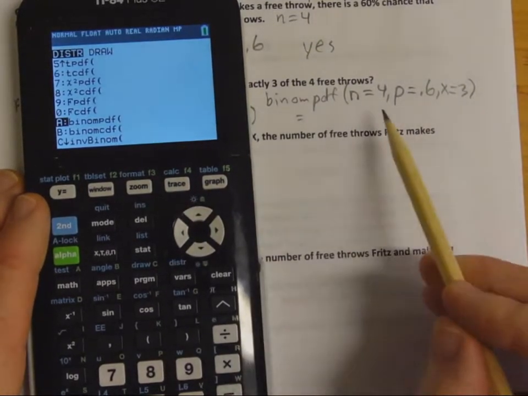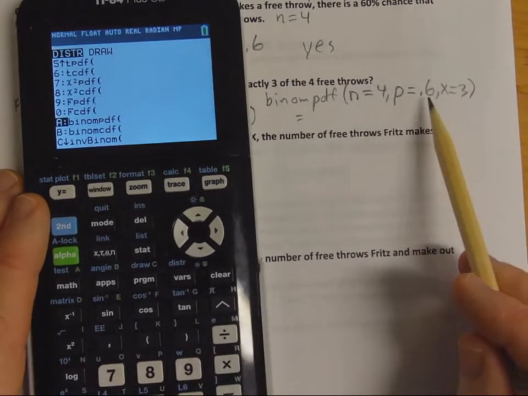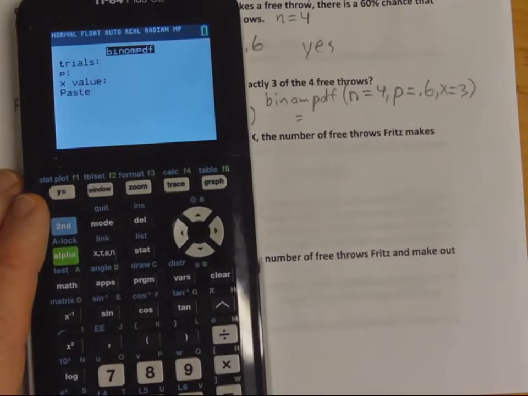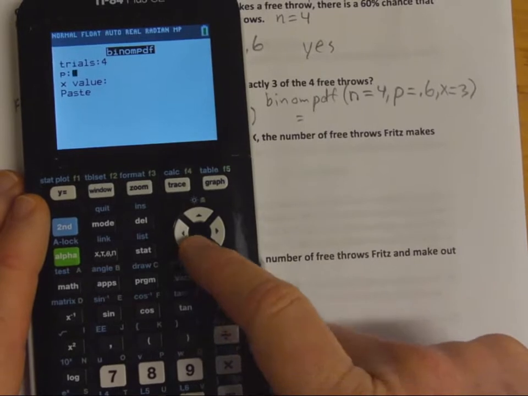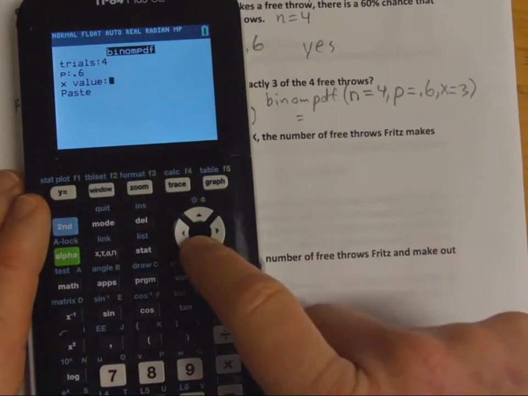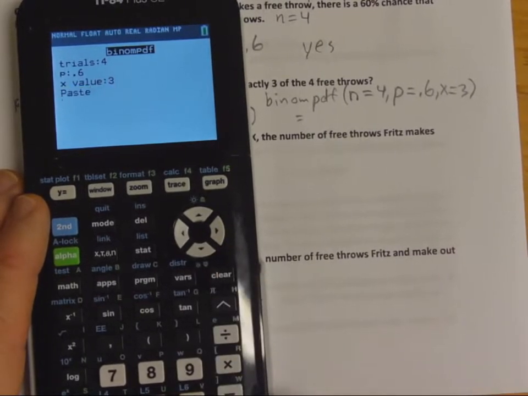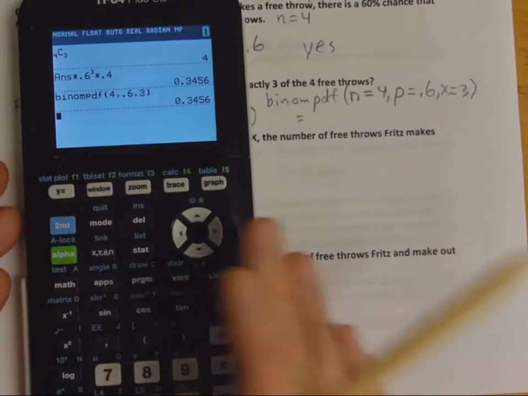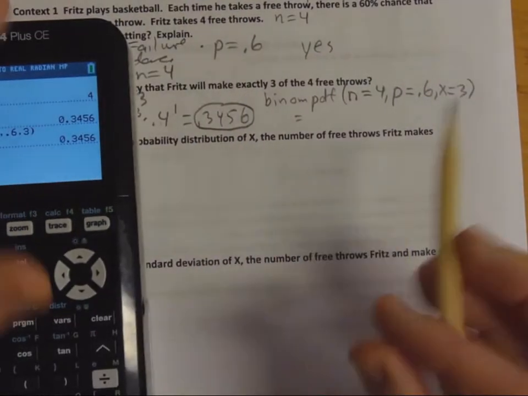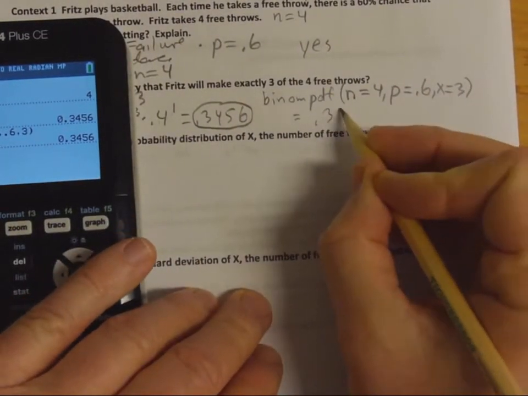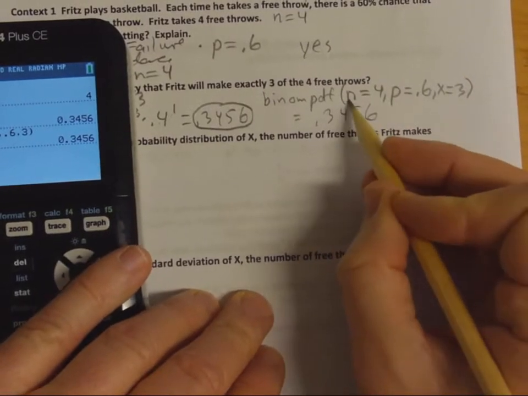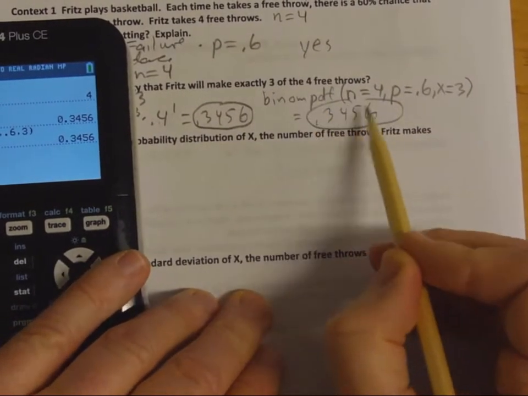And you're going to enter it in that order, 4, 0.6, and 3. So my number of trials is 4, my probability of success is 0.6, my number of successes is 3. So there we go, and we get obviously the same answer. But showing your work is making sure to write this down like that.